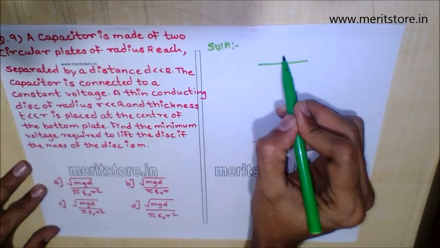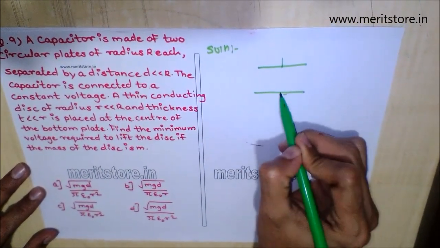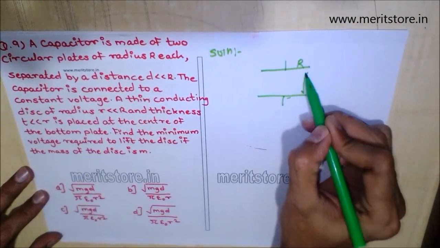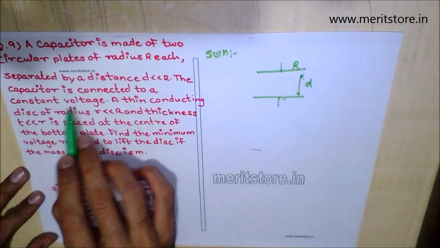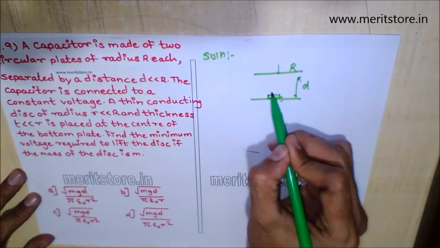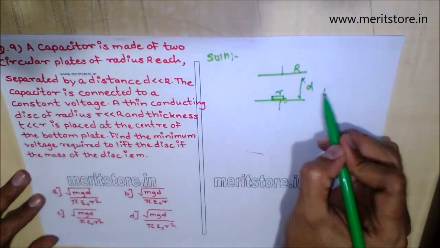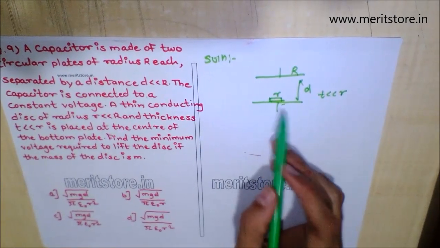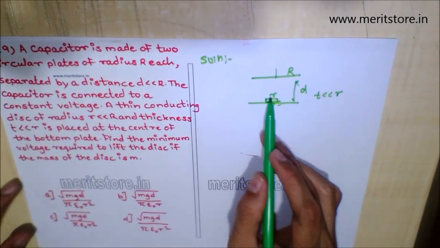Now basically we have two capacitors out here. Both the capacitors are circular plates with the radius R. They are separated by a distance d. And there is a thin conducting disc of radius r which is kept at the bottom. This is having a small radius r. Also it has a thickness which is much less than the small radius. We need to find the minimum voltage to lift this disc up.